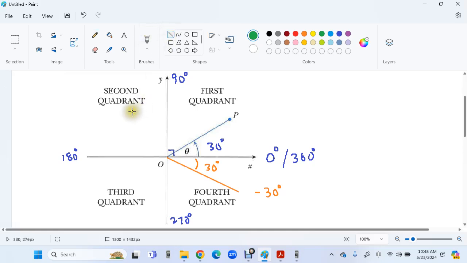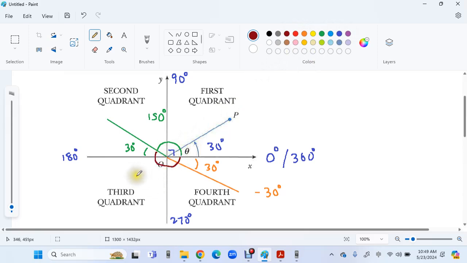Okay, if we have a 30 degree here, then we start from the x-axis until this part, then this is 150 degree. At the same time, we can also go anti-clockwise until this part, then this is 210 degree. And then these two total up will be 360. So anti-clockwise is positive, clockwise is negative.